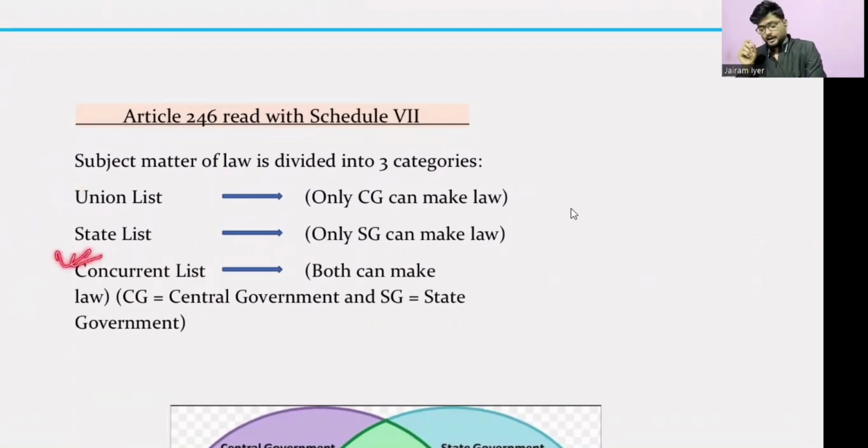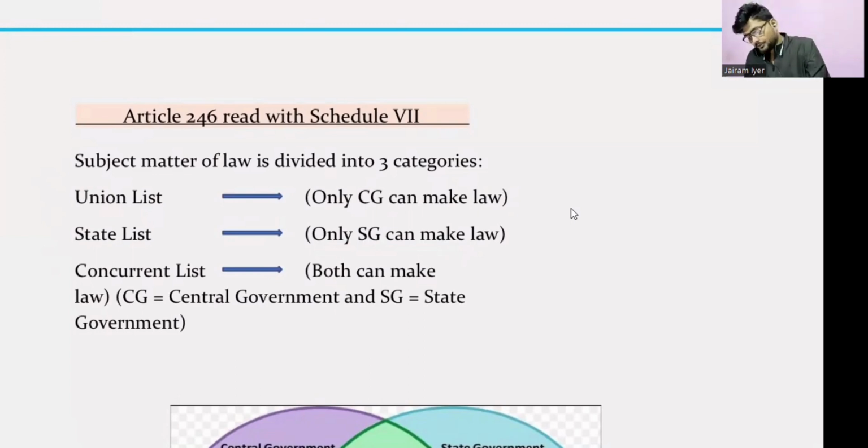Okay, now the meaning of each list can be understood from its name. Union means what? Something which belongs to the center. So in the union list, some laws are given which can only be framed by the central government. Only the central government can make law; the state government cannot interfere in that. Similarly, in the state list, some matters are given on which only the state government can make law. The central government cannot interfere in that.